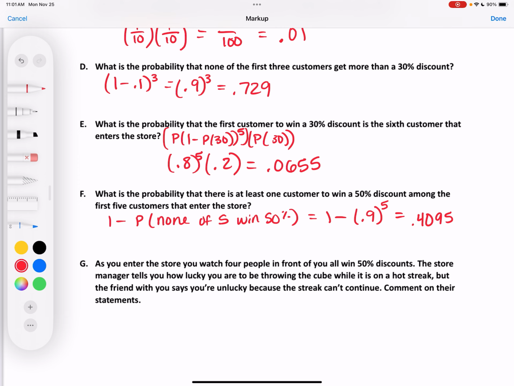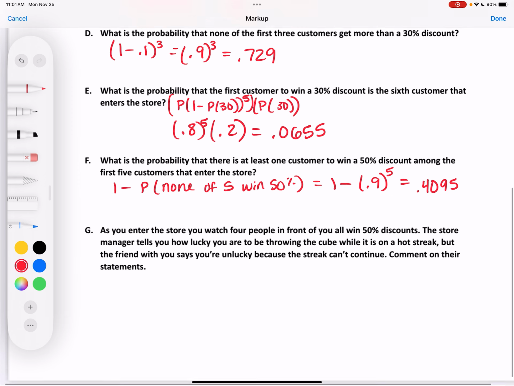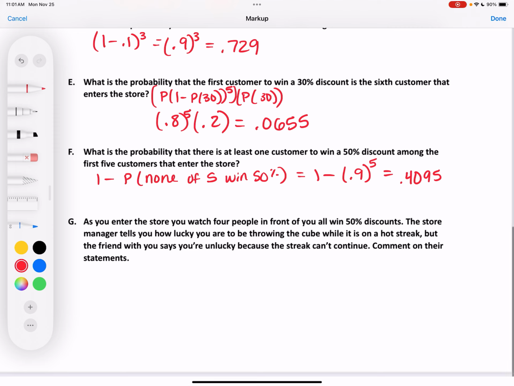So, as you enter the store, you watch 4 people in front of you all win 50% discounts. The store manager tells you how lucky you are to be throwing a cube while it's on a hot streak. But a friend says you're unlucky because the streak can't continue. Comment on these statements. I never talked about this.